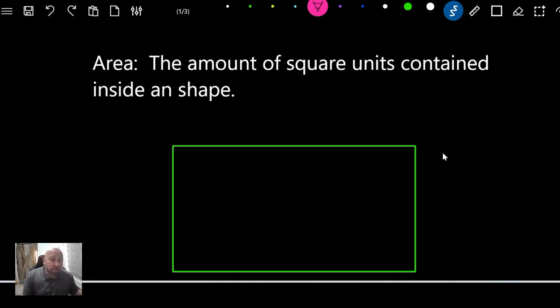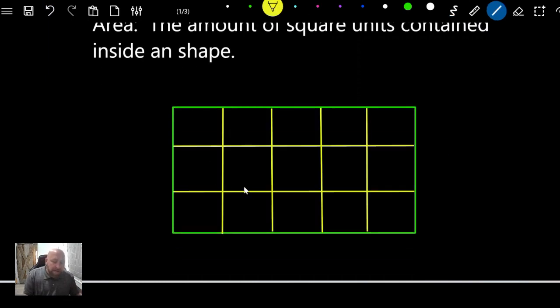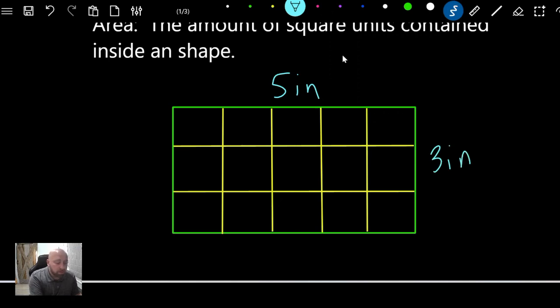So we're going to do the same thing with this shape that's in front of us. We're going to deal with this rectangle. What I've done here is I've added a little grid inside of this shape. I've taken these yellow lines and made a grid, basically square boxes, square units inside of the shape. Let's say that this shape is 5 inches by 3 inches.